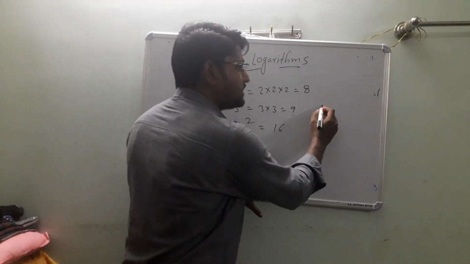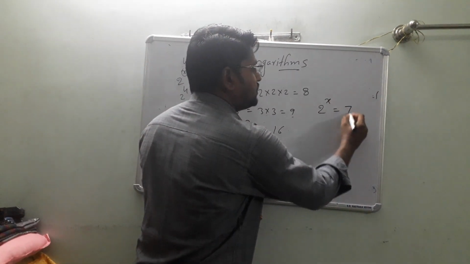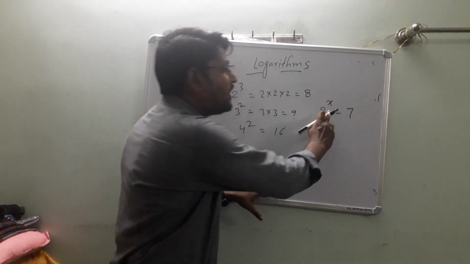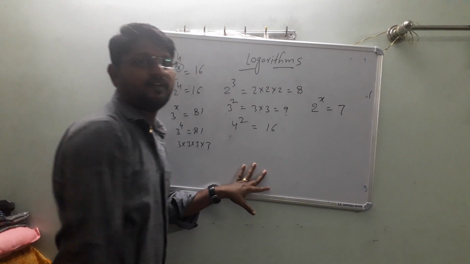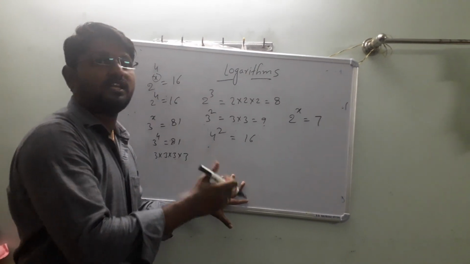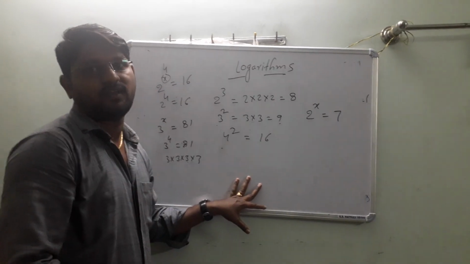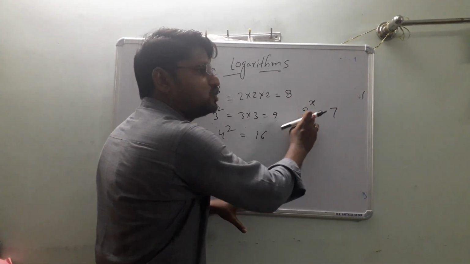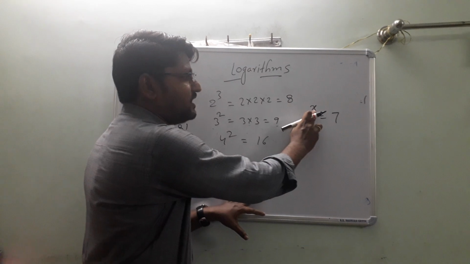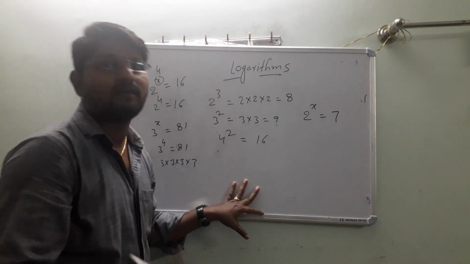I am writing another example, 2 power x is equal to 7. Which value substituted in the x place will give you 7? 1, 2, 3, negative and fraction, any value substituted in the x place, you will not get 7. Once you have to check, substitute 1 here. 2 power 1 is 2, 2 square is 4, 2 cube is 8, but 7 is missing.